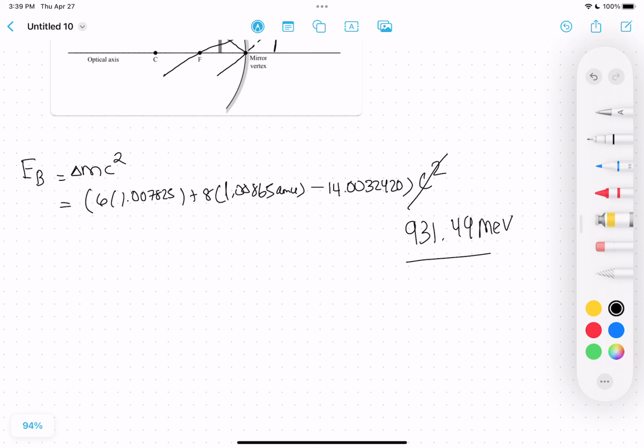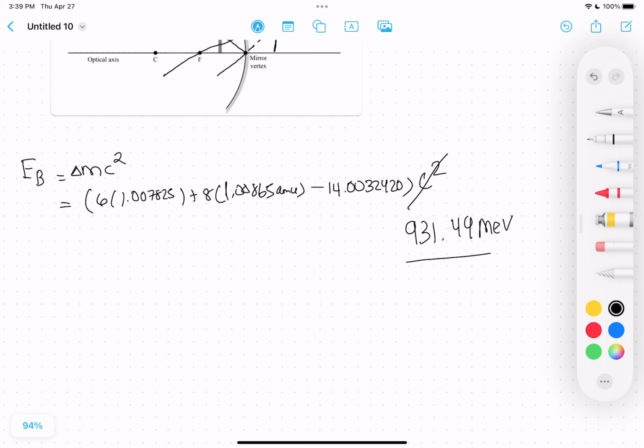So you get 0.11, close. I got 0.112908. Oh, my bad, I just nabbed your calculator. Okay, let me double check that. 6 times 1.00785 plus 8 times 1.00865, and then minus 14.0032420. 0.112908. Yeah, that's what I got still. I got 0.1139. You might have messed up a number there, because you're off by about 0.001.